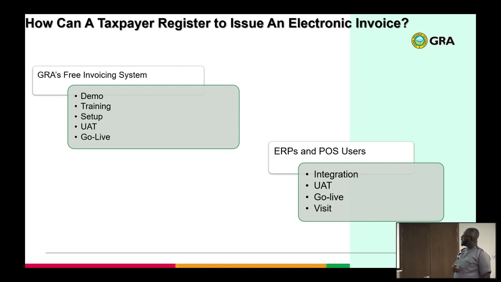Now, in terms of the process flow of being onboarded, it really depends on which system the taxpayer uses. So if you're a taxpayer who is currently using a manual invoicing system, the process is very simple. If it's by selection, we have the breakfast meeting, walk you through the demonstration of the free invoicing software. We train you on how the free invoicing software works, and then we will do the setup and everything for you. And then we'll walk you through the whole UAT system, so for you to be satisfied that the system meets your needs, you know, take into account certain nuances that your business has. And then you will be ushered into the go-live state.